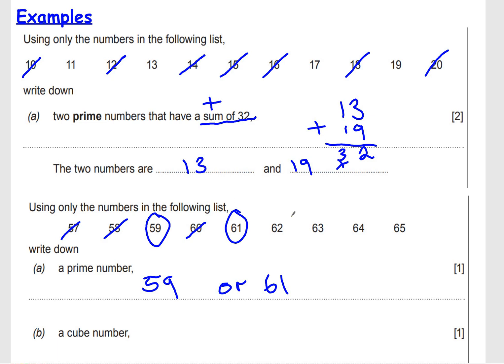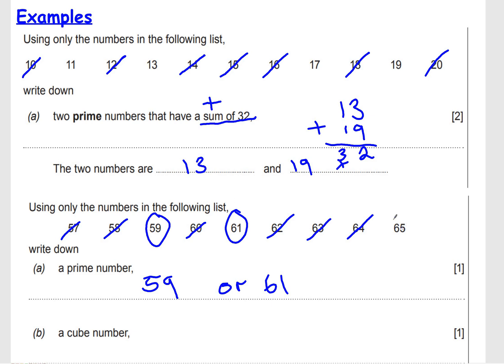62, even number, so it's divisible by 2. 63, 6 and 3 is 9. 9 is in the 3 times tables, so it's divisible by 3. Or we can say it's in the 9 times tables or the 7 times tables. 64, even number, so it's divisible by 2, so it can't be prime.